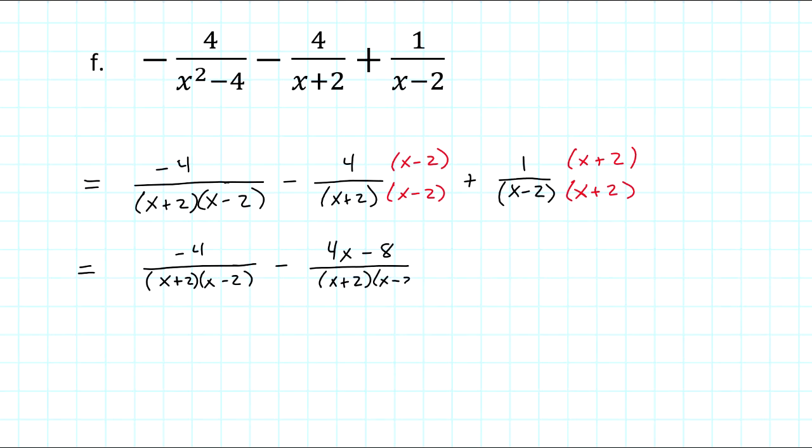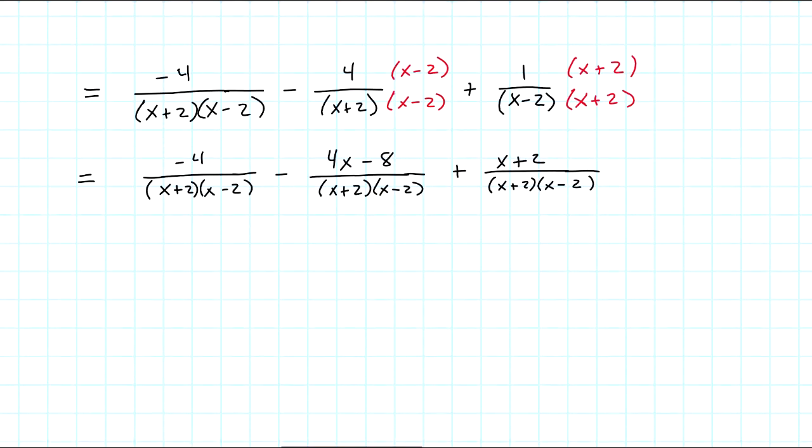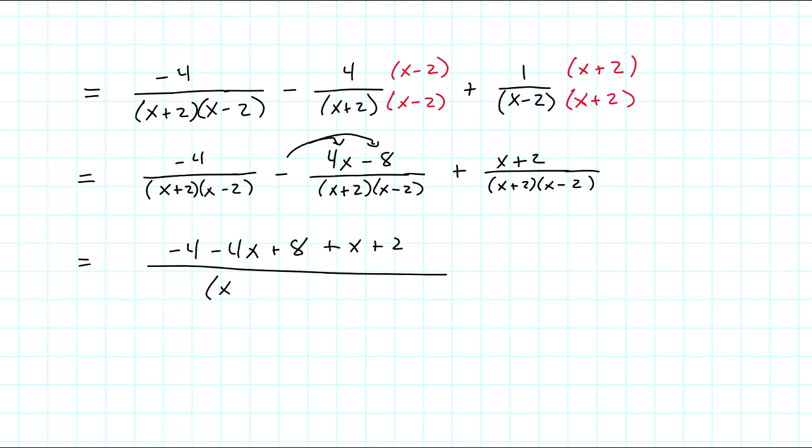We've got plus x plus 2 over x plus 2, x minus 2. All right, and now we just need to combine like terms on the top. So let's put this all together first. This is going to be minus 4, minus 4x, and then plus 8, because that negative has to distribute across, and plus x plus 2 all on top, all over x plus 2 times x minus 2.